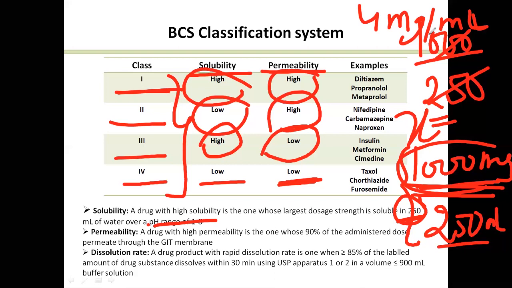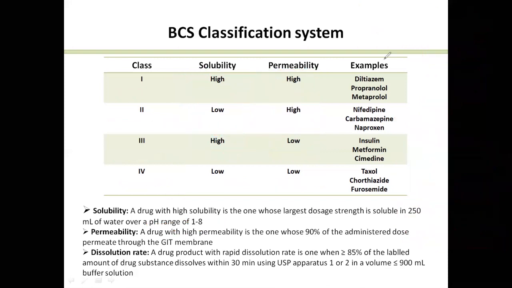In the small intestine, the pH ranges from 5.5 to 6 to 7, and in the large intestine, the maximum pH is 8. So in our whole GIT, the maximum is 8 and the minimum is 1. That's why I have taken the pH range of 1 to 8. This is the concept of how we decide whether a drug is high solubility or low solubility. Next would be the permeability.